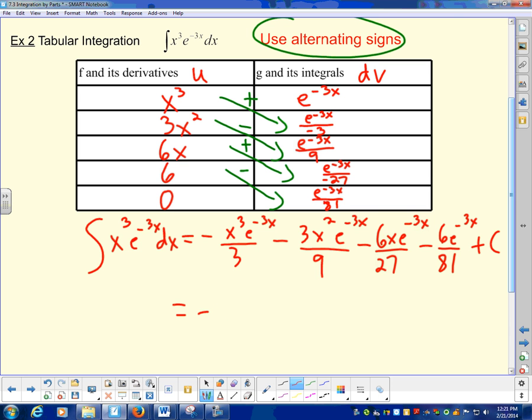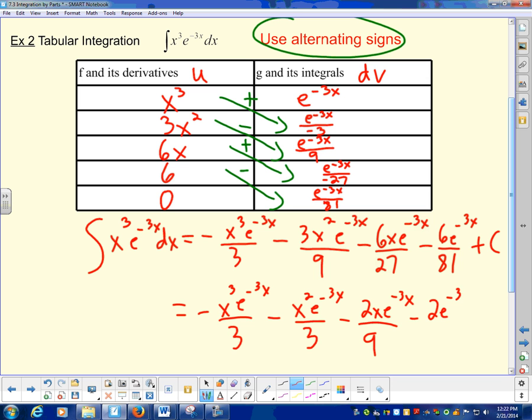It's negative x cubed e to the negative 3x over 3, minus x squared e to the negative 3x over 3, minus 2x e to the negative 3x over 9, minus 2e to the negative 3x over 27, plus c. So you're right with the 4 terms.